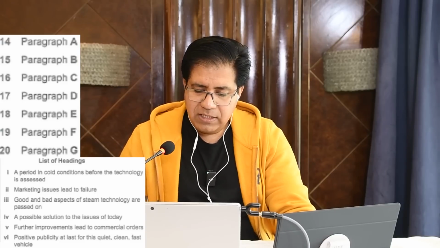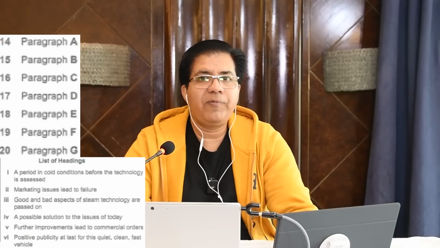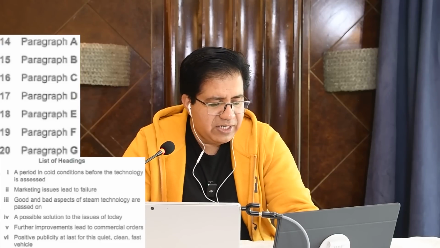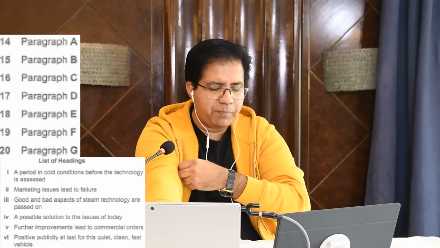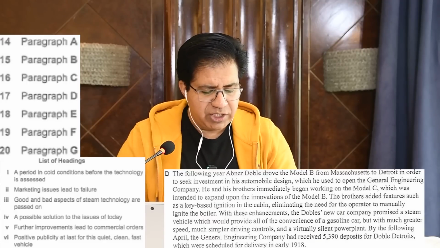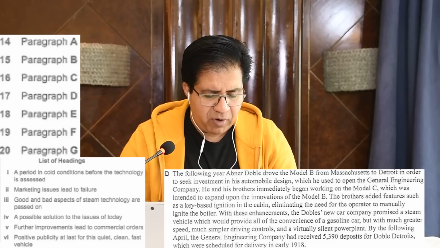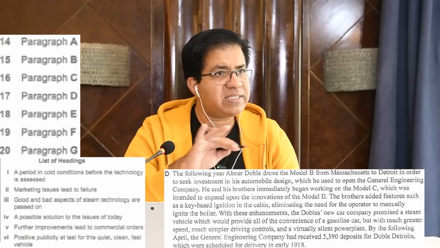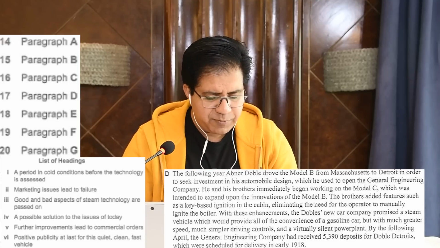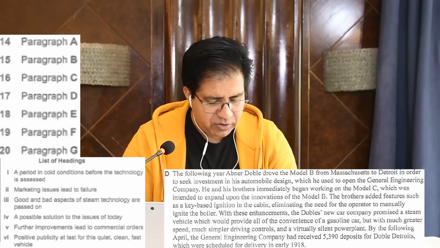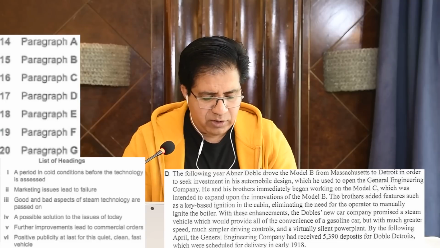Okay. So which paragraph should we do now? D for doctor. Okay, please come to paragraph D. The following year, Abner Doble drove the Model B from Massachusetts. We read about it. So what we've read already, we can skip that. He and his brother immediately began working on Model C. Alright. So they're talking about Model C, which was intended to expand upon the innovations of Model B.